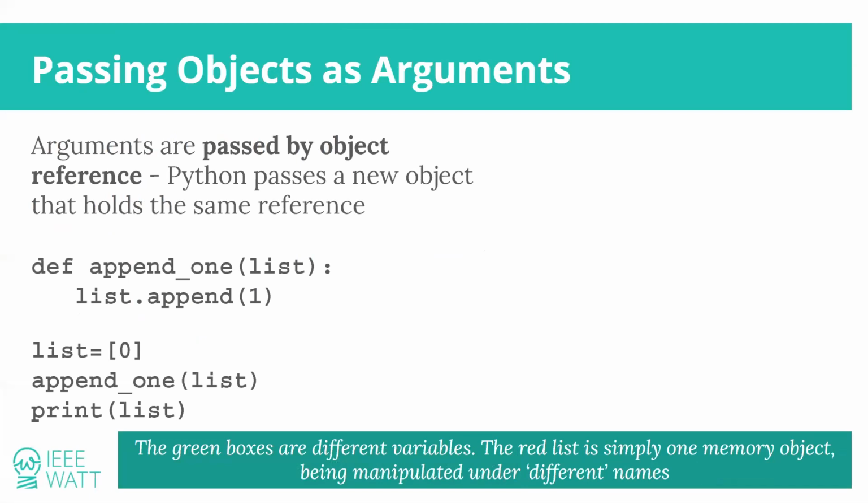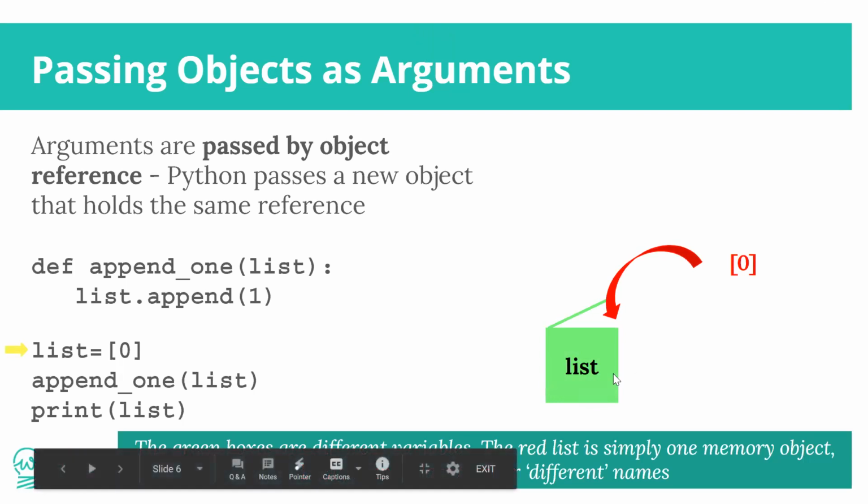Okay, so in Python, when we pass values into functions, they're passed by object reference. So that means Python passes a new object that holds the same reference. In this example, I think we actually have that one in the Google Colab, right? But we also have spiffy animations that we can step through.